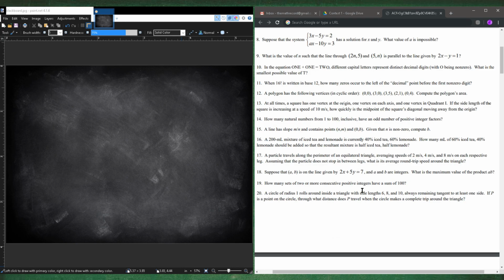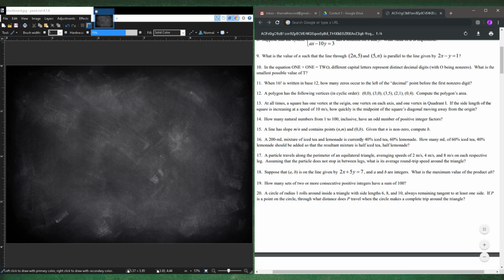Question 14. How many natural numbers from 1 to 100 inclusive, so includes 1 and 100, have an odd number of positive integer factors? So you kind of have to think about this. It only has an odd amount of positive integer factors if it's basically a perfect square.